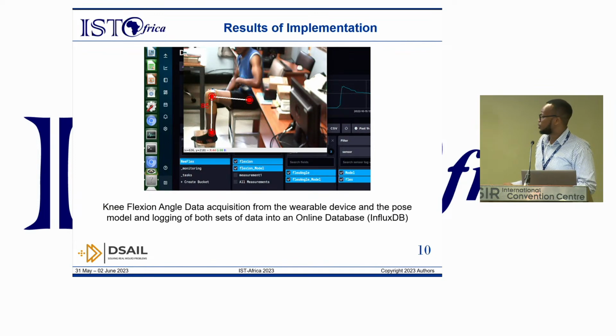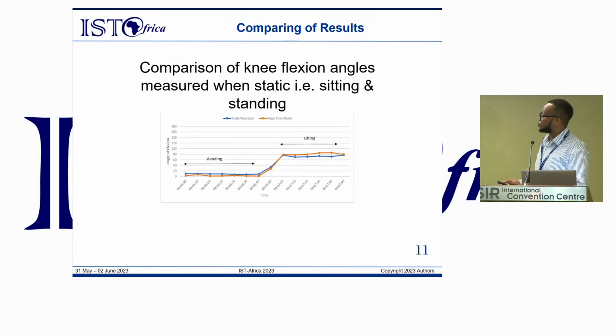The results of our implementation: we can see that here we have a subject with a wearable device. We're able to get readings from the wearable device, the flexion angle of the left knee. I'll show you a graph of the results. This is a comparison of the measured angles when static, let's say when standing. The blue line shows the angle from the wearable device, and the orange line shows the angle from the human pose model, and you can see they are somewhat similar.